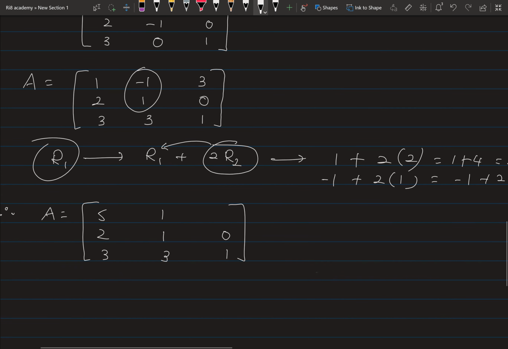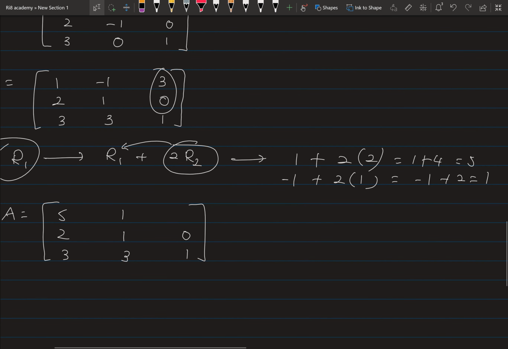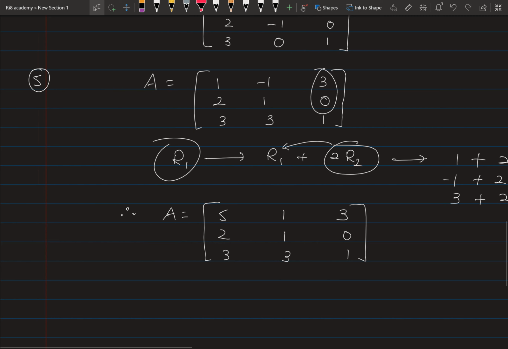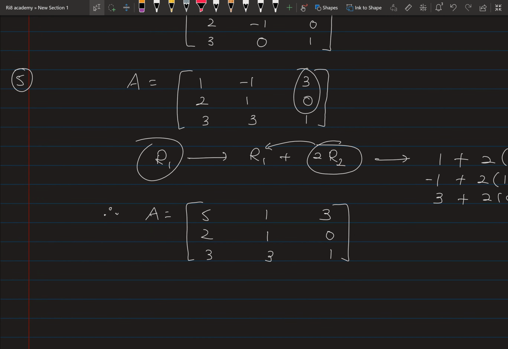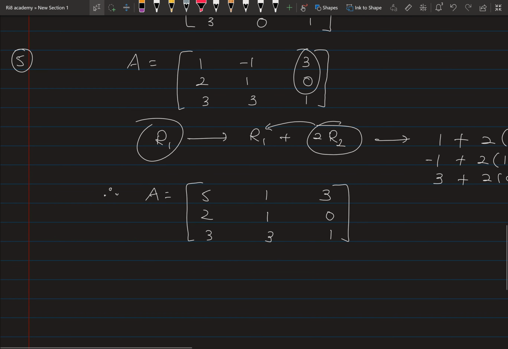Then over here next it is 3 and 0. So what I write here is R1 as 3, plus 2 into the next element of R2, which is 0. Let's simplify. It is going to be 3. My answer is 3. So this is my new matrix obtained after applying the transformation R1 gives R1 plus 2R2. Everybody got it?